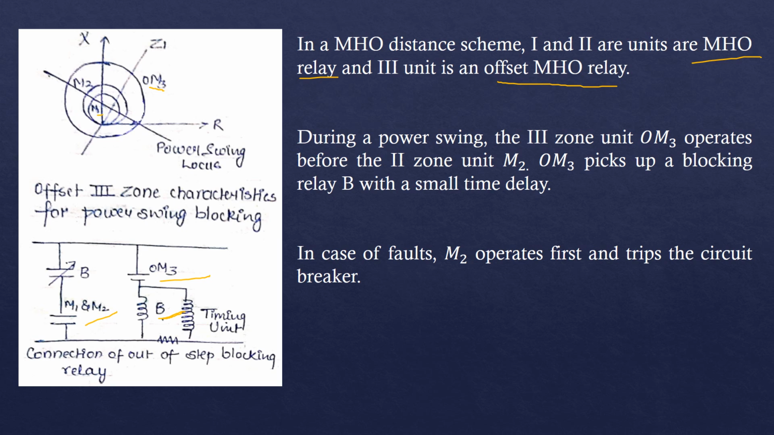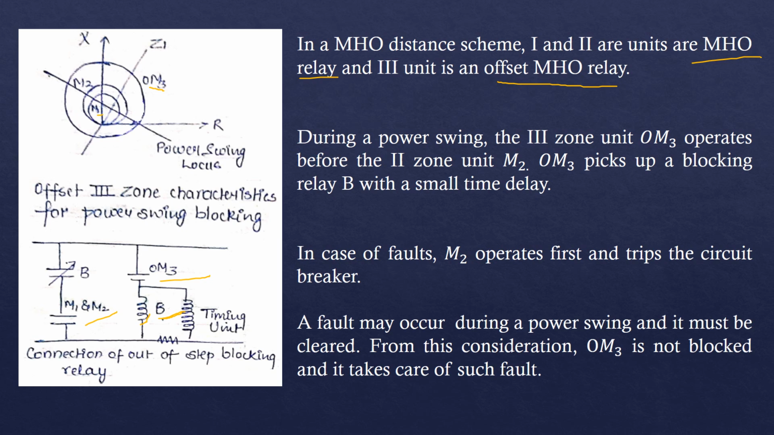The blocking relay B opens the contacts. These contacts of the blocking relay are opened so that the operation of M2 is prevented during a power swing, as already discussed. Whereas in case of actual faults, this M2 operates first and will trip the circuit breaker.